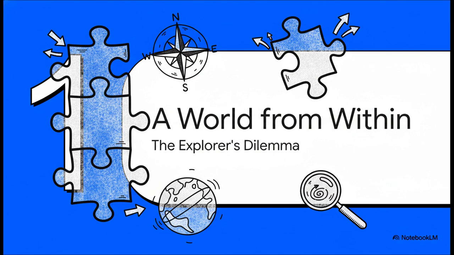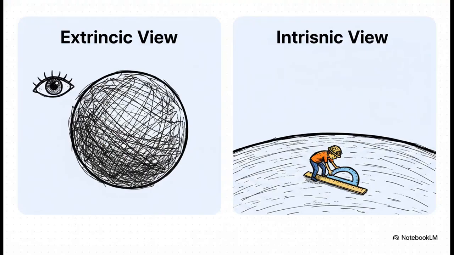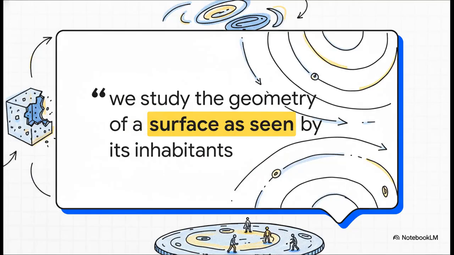So this brings us to our first section, a world from within, the explorer's dilemma. And yeah, it really is a dilemma that forces a whole new way of thinking about geometry. Okay, so normally when we think about the shape of something, like a sphere, we're using what's called an extrinsic view. We're floating in space looking at it. But our poor explorer, they're stuck with an intrinsic view. They're on the surface looking around. All they have are the tools right in front of them. They can measure distances, check angles, maybe see how the horizon curves away, but that's it. No bird's eye view.